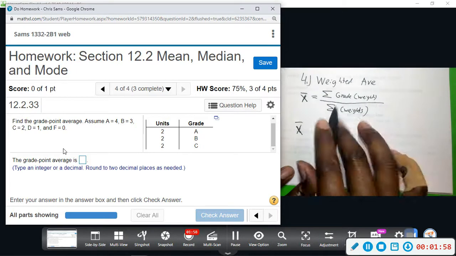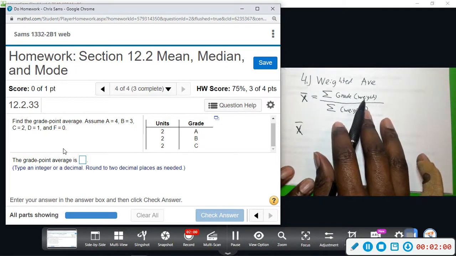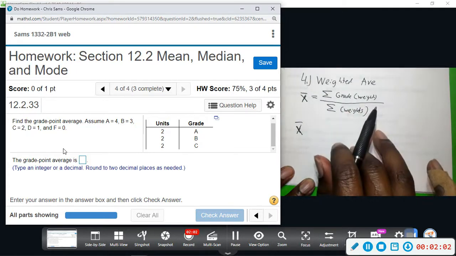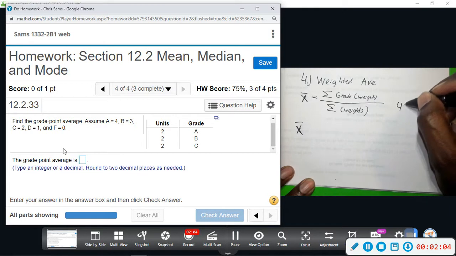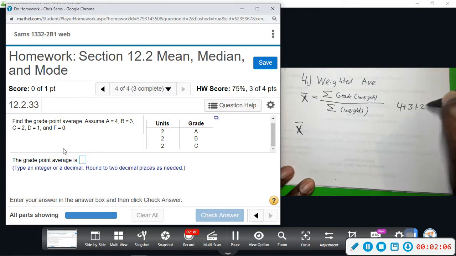The way this formula would work, and usually we do this when the weights are different. Right now the weights are all the same. So I would add up 4 plus 3 plus 2, and this would give us 9, divided by 3, since there are 3 numbers. So you have a 3.0 GPA.